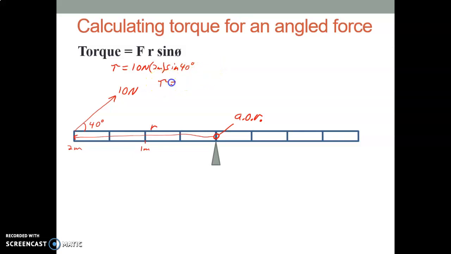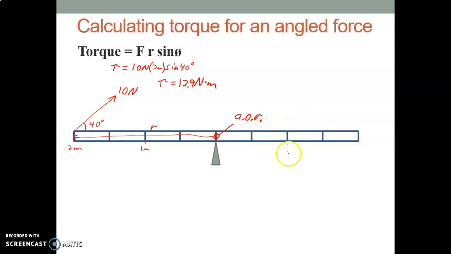So then we can enter this into our calculator, and we'll get a value of 12.9 Newton meters. Let's look at another example. Change color here so you can tell it apart.